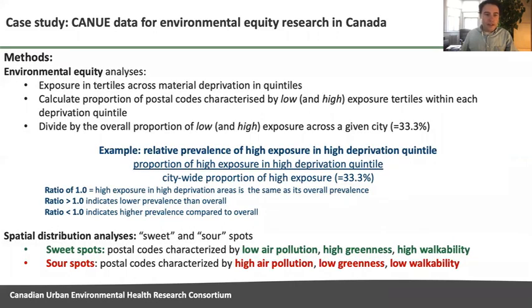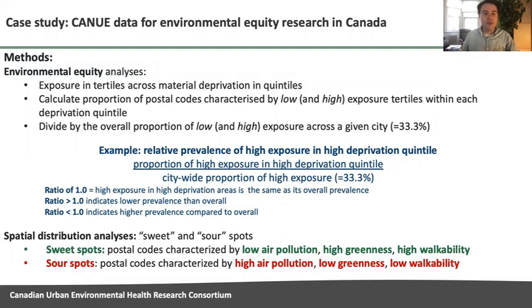So in terms of our methods, to explore the variations of exposures across socioeconomic gradients, we looked at high and low exposure tertiles across quintiles of material deprivation in each city. And this involved a few steps. So first, we split exposures into tertiles based on within city exposure distributions. And we divided the material deprivation index into quintiles. We then calculated the prevalence or proportion of postal codes falling in low or high exposure tertiles within each deprivation quintile. And this proportion was then divided by the overall proportion of low or high exposure in each city, which is 33%. So this calculation allowed us to determine how postal codes in a given deprivation level compare to the entire city in terms of either low or high exposure levels.